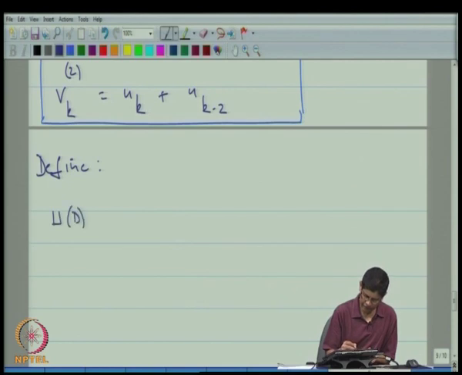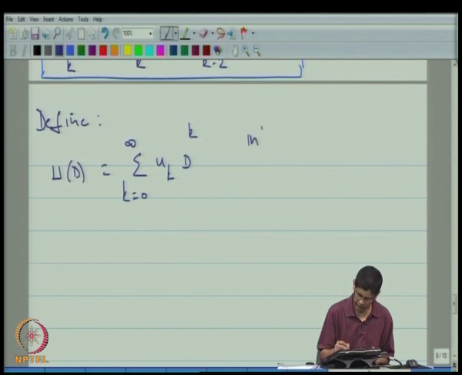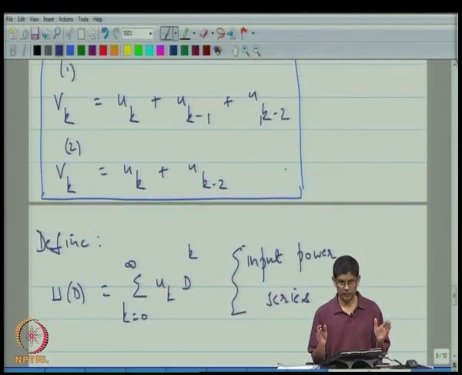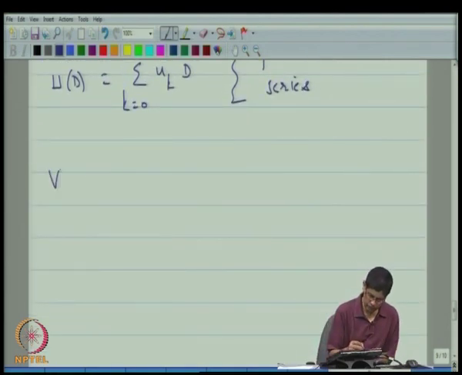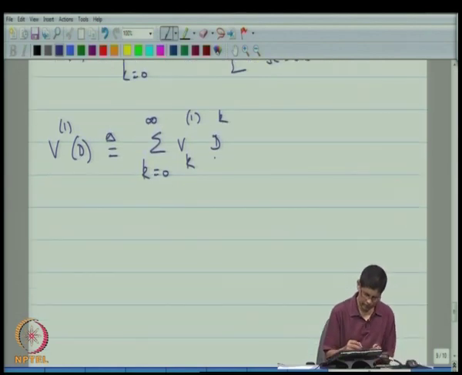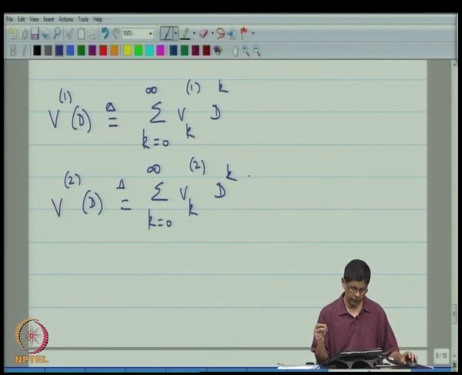Okay, so to make that a little bit more formal, we'll define U of D to be the sum u_k D^k, k goes from 0 to infinity. So this is the power series associated with the input to the convolutional code. You can think of this, if you like, as the input power series. And now, as far as outputs go, there are actually two outputs, and so we will associate a power series with each one of them. So V1 of D is defined, all of these are definitions, to be the sum, k goes from 0 to infinity, v_k^(1) D^k, and then you have V2 of D. Okay, so we have our three power series defined.